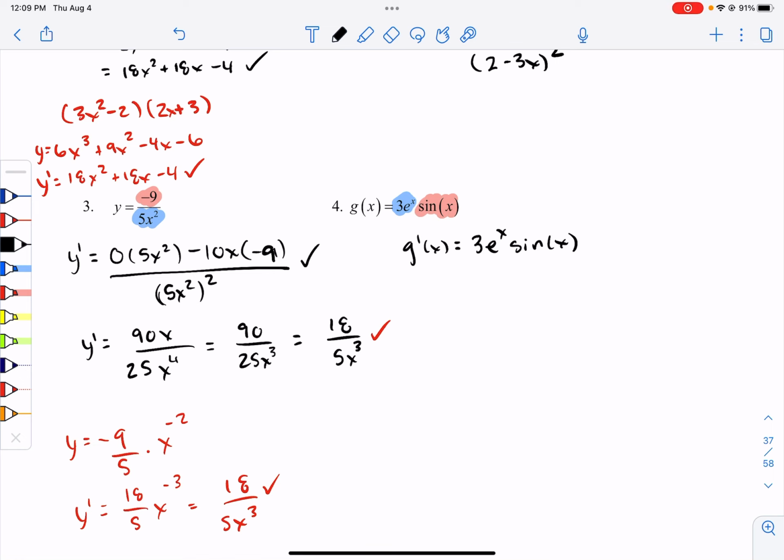Anytime you're taking the derivative of something with an e in it, it never gets nicer. Derivatives with e's just get bigger and bigger and bigger because every new term, remember, e to the x is the derivative of e to the x. So now I have to add the derivative of the second one. So the derivative of sine of x is cosine of x. And I have to multiply it by 3e to the x, the first one. And again, I can stop right there. I'm not going to worry about factoring out a 3e to the x. I'm done right here. This is where I stop.